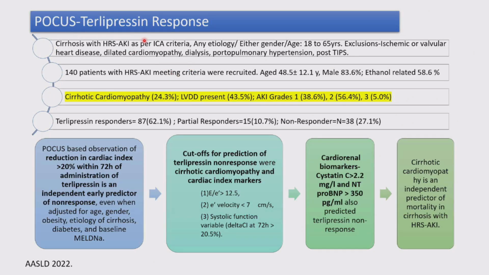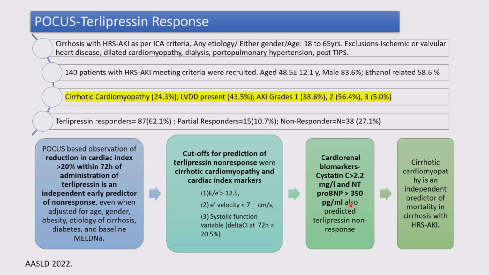This is our data on the use of FOCUS to assess terlipressin response in HRS-AKI. We recruited 140 patients meeting the ICA criteria, aged about 48 years, mainly male, and more than 50% were ethanol-related. Cirrhotic cardiomyopathy is there in up to a fourth of individuals, and LV diastolic dysfunction in up to 45% of individuals. We found that a FOCUS-based observation of a reduction in cardiac index of more than 20% within 72 hours of administration of terlipressin is an independent predictor of non-response. And the cutoffs of prediction of terlipressin non-response included two criteria for diastolic dysfunction and the delta cardiac index, which is a measure of systolic function.